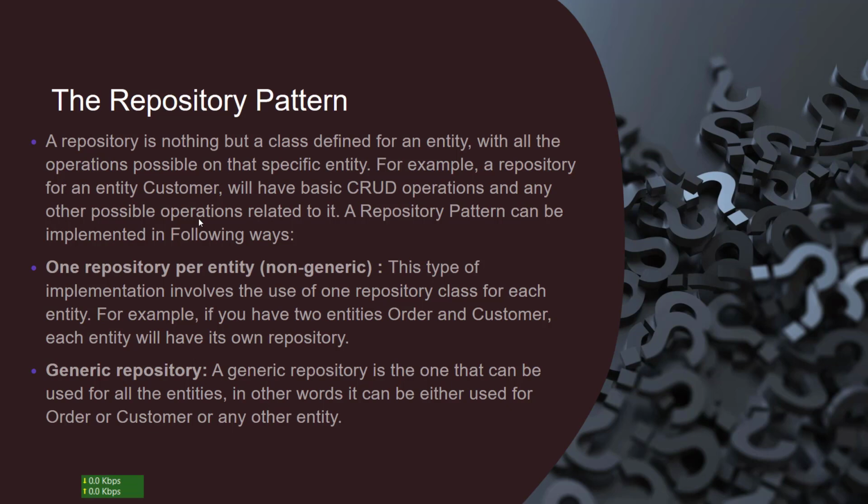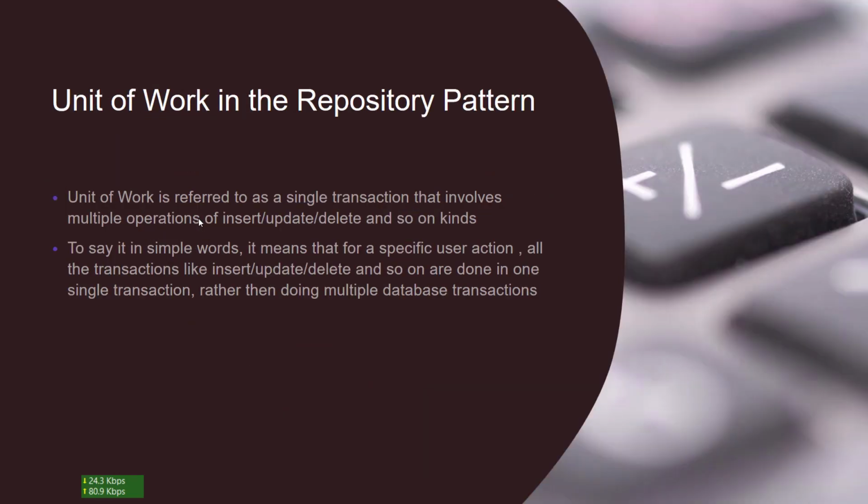So instead of creating four classes and maintaining them separately, the best way to implement the repository is to create a generic repository, one class with all the operations. We just need to pass an entity, and according to that entity, the rest of the things will be managed. So this is what the repository is. Once the repository is created, at that level the concept of unit of work comes.